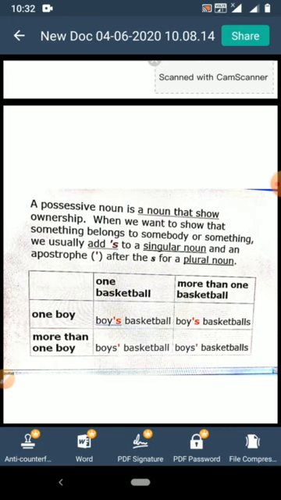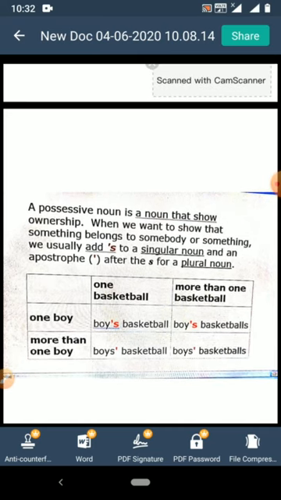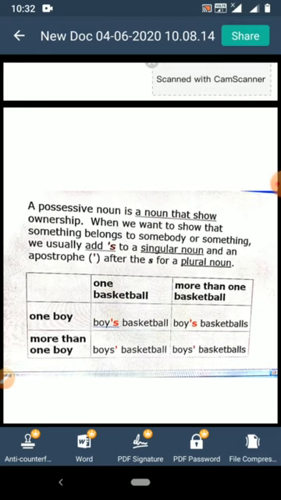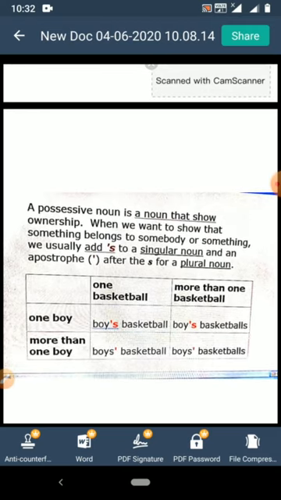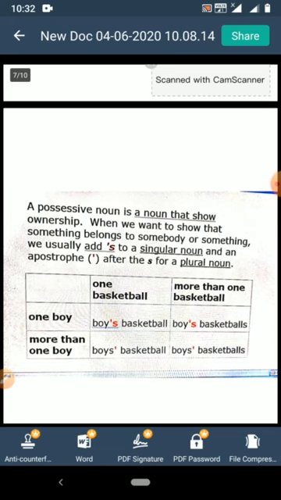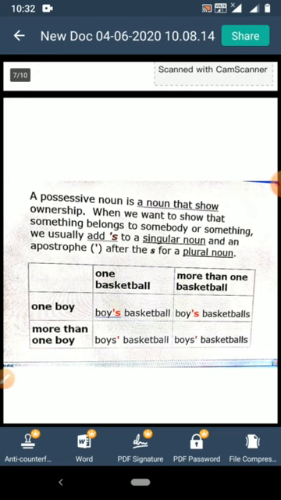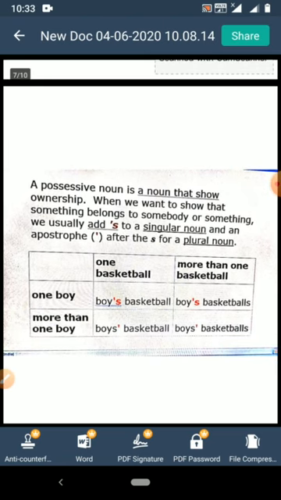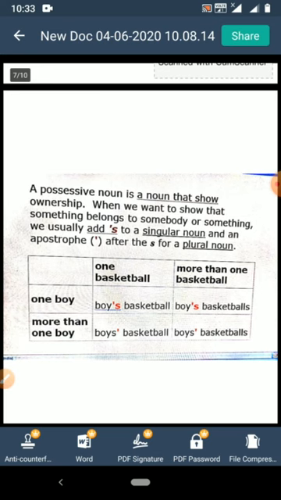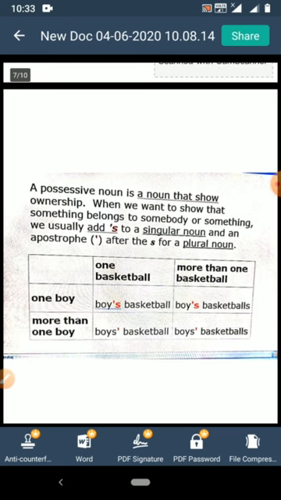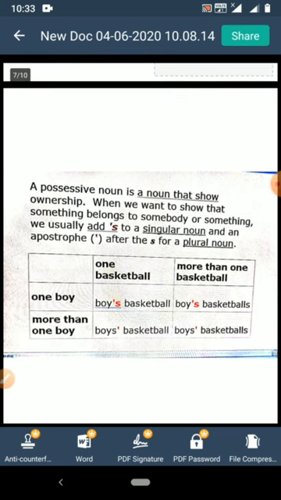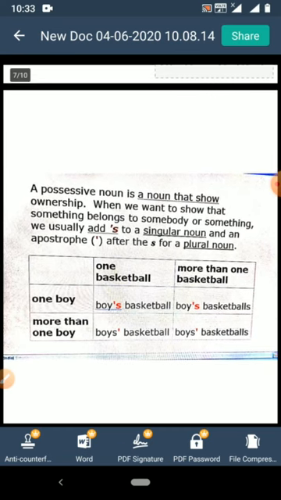Now, look at the examples. For one boy, we are using the apostrophe after Y because boy is a singular word. Boy's basketball shows that a particular basketball belongs to one boy. If there is more than one basketball, we will write boy's basketballs. Basketballs will become plural, but apostrophe and S will be used after boy only. Now, when there is more than one boy, boys' basketball.